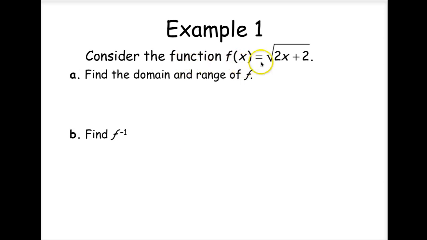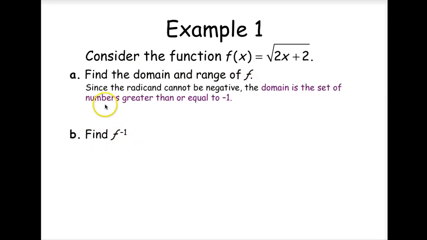Consider the function f of x is equal to the square root of 2x plus 2. Find the domain and range of f, and then find the inverse of f. Since the radicand cannot be negative, can't have a negative under this radical with an index of an even number, the domain is the set of all numbers greater than or equal to -1. Okay, so -1 would make it 0 under here. You can have a 0 there, but anything less than -1 would make a negative number.